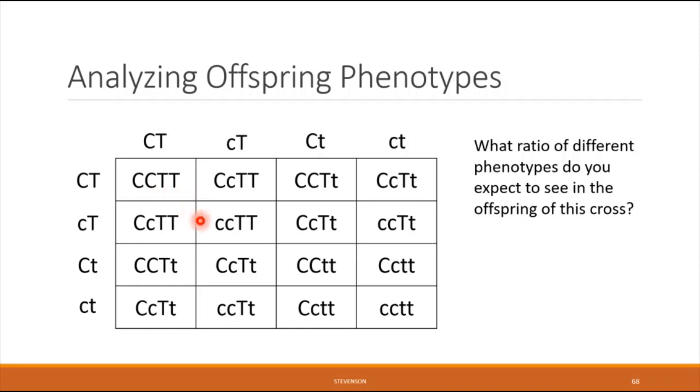On the other hand, if I look down here at this square, little c, big T, little t, this baby pea plant, its color is green. I can tell that from the lowercase c's, and its texture is smooth, and I can tell that because it has at least one capital T. Now, I'm going to speed this process up for you and show you among the 16 squares that we see here what the different genotypes are.